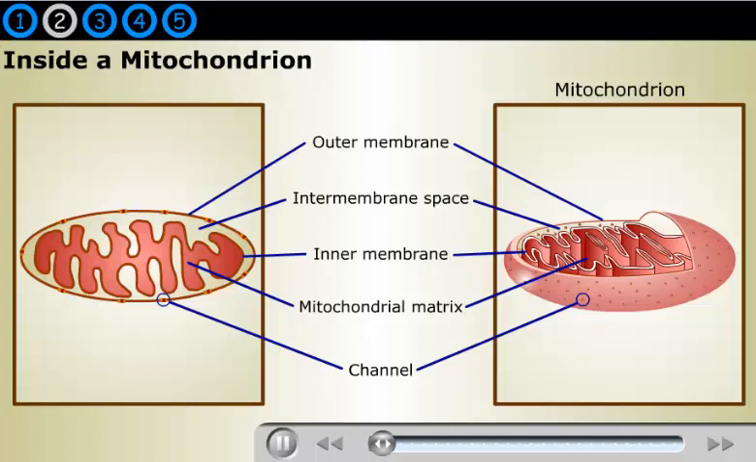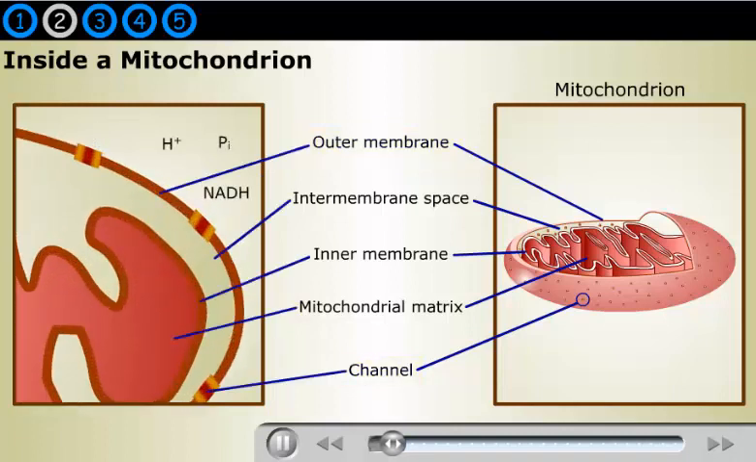Electron transport and ATP synthesis take place in the cell's mitochondria. Recall that mitochondria have two membranes, an inner membrane and an outer membrane. The outer membrane has channels that allow the passage of small molecules. The outer membrane is separated from the inner membrane by the intermembrane space. The inner membrane encloses the mitochondrial matrix.